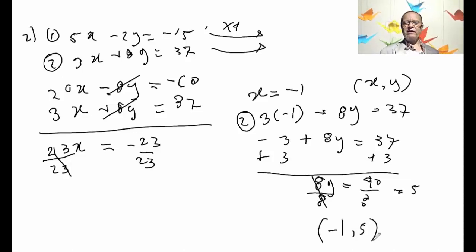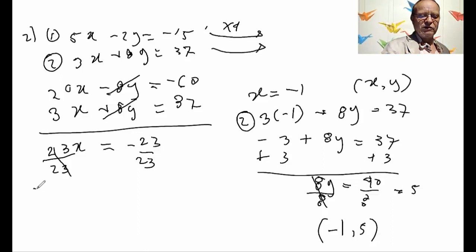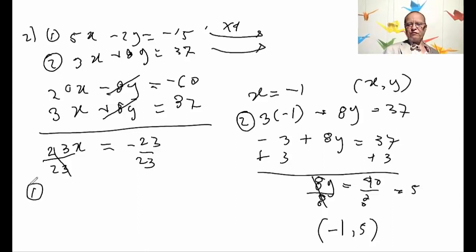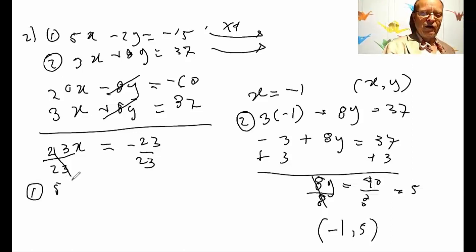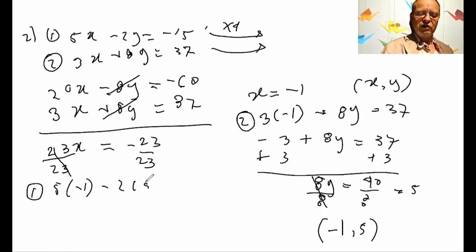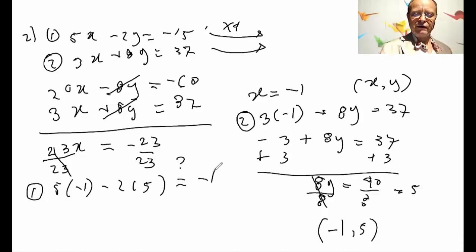Now, in order to check it, I should probably check it against both equations, but if I don't have time, I check it against the equation that I didn't use to find the other variable. So in this case, I will use equation number 1 because I used equation number 2 to find y. So I'll plug in 5 times negative 1 minus 2 times 5 is equal to question mark negative 15.